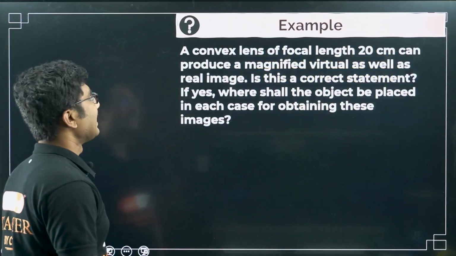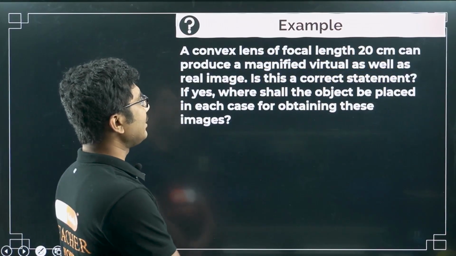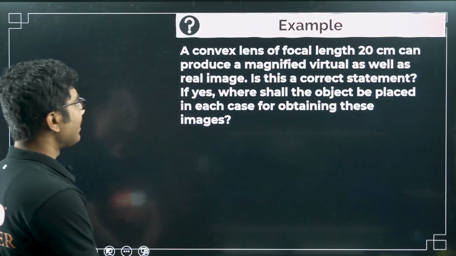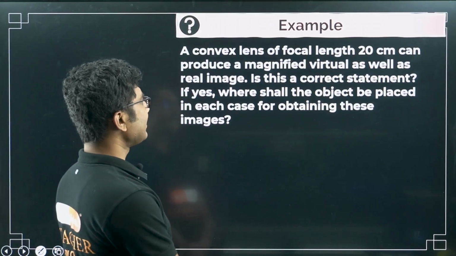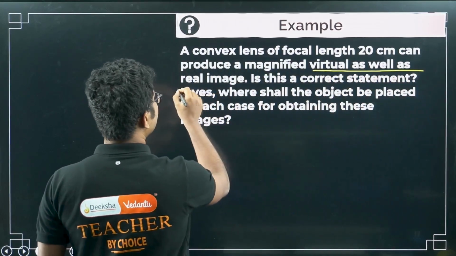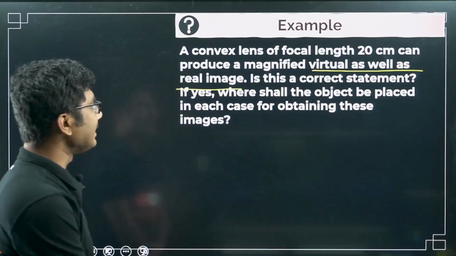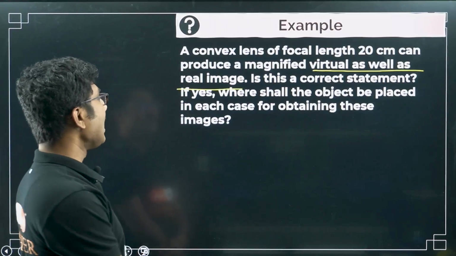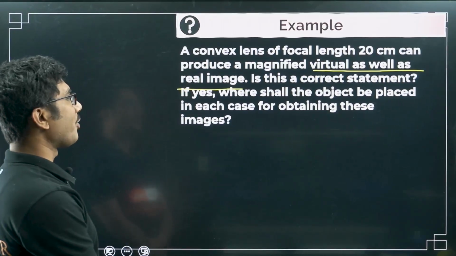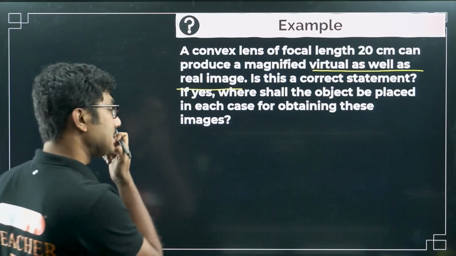Next, a convex lens of focal length 20 centimeter can produce a magnified virtual as well as real image. Obviously we know that. Is this a correct statement? If yes, where shall the object be placed in each case for obtaining these images? So obviously this statement is correct.